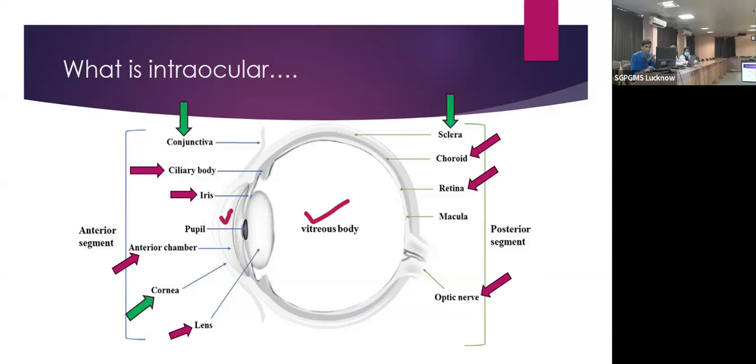All the structures indicated by green arrows are extraocular tissue, that is conjunctiva, cornea, and sclera. So now we are clear what is intraocular and what is extraocular. If anything happens to the purple arrowed structures, that is intraocular involvement, and if anything happens to the green arrowed structures, that is extraocular involvement.